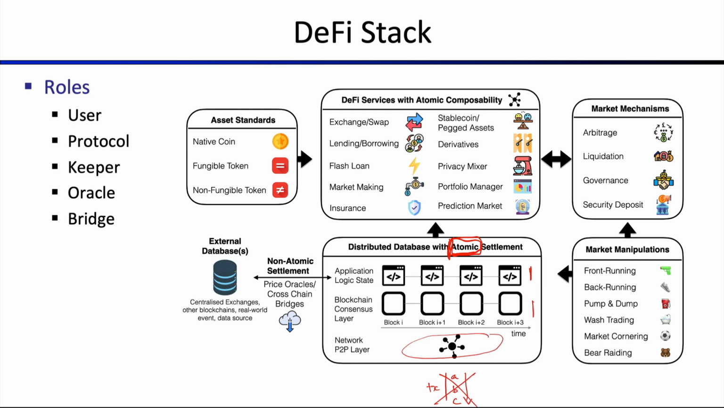Then we have a variety of DeFi services that also take advantage of this atomic composability. So we have exchanges, lending, borrowing, flash loans, market making, insurance, etc. And they all rely on well-defined and widely adopted asset standards, such as a native coin or fungible tokens and non-fungible tokens, similar to the previous architecture that I've shown you. What's interesting is when you deploy such a financial ecosystem, then you automatically get so-called market mechanisms, right? Because these different exchanges and lending and borrowing platforms have different markets. So a market is, for example, an asset A and B.